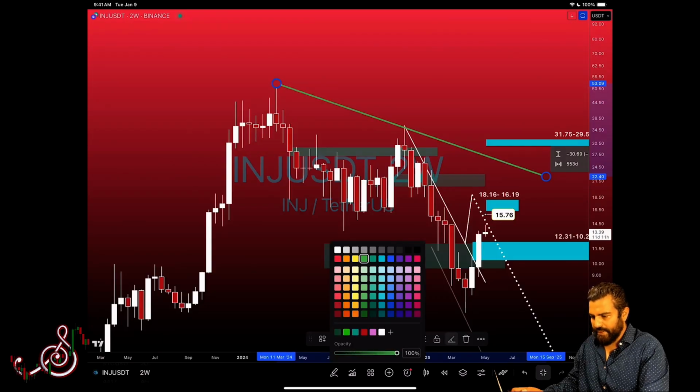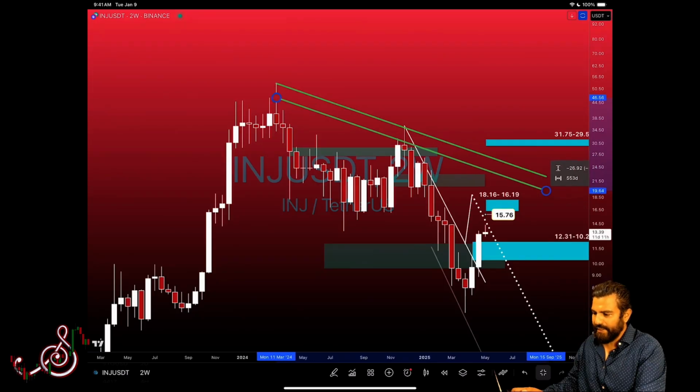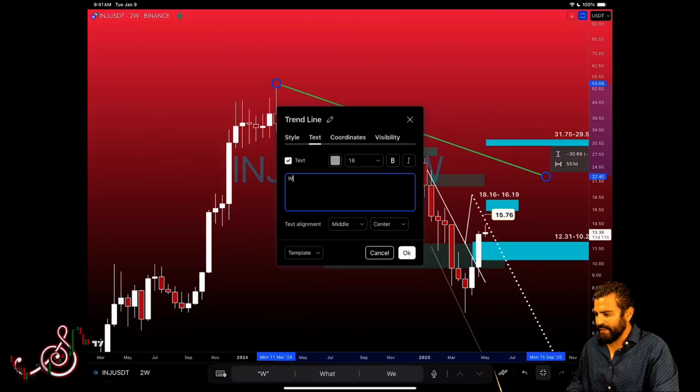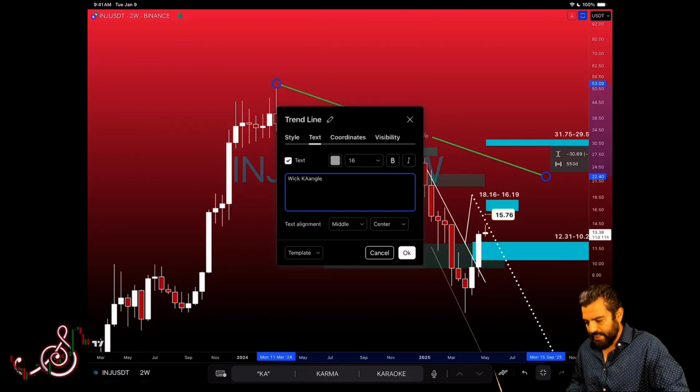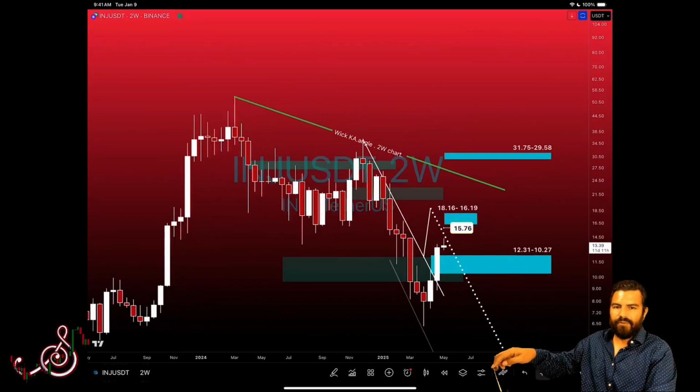Bring back the color. I'm going to clone this out and put that angle here. I don't really see anything on that angle, but let me just write something down. Wick angle, wick key angle, and then I'm going to put the time frame as a 2-week chart. And that's something I want to give myself.